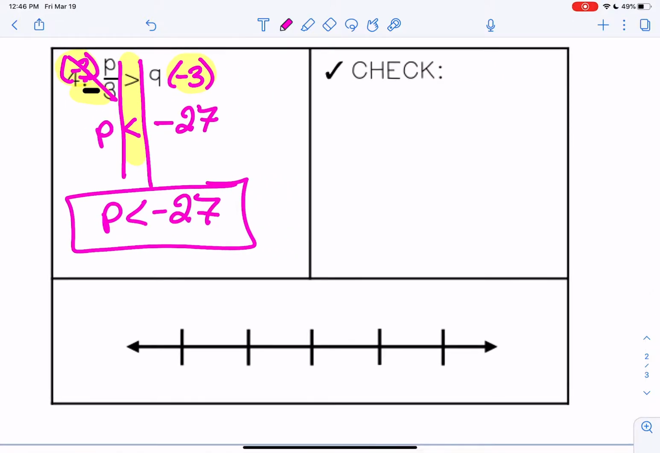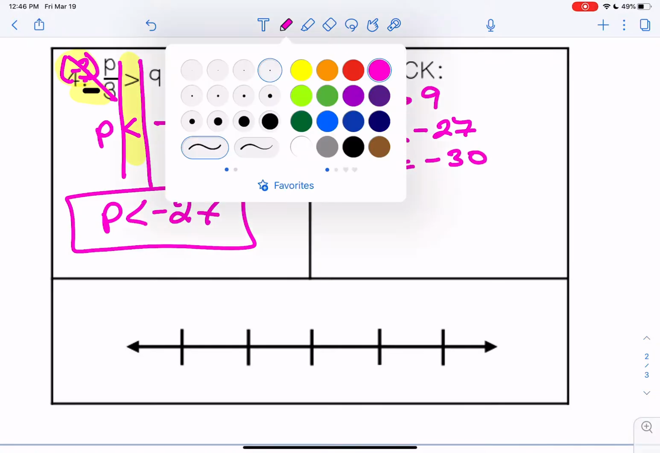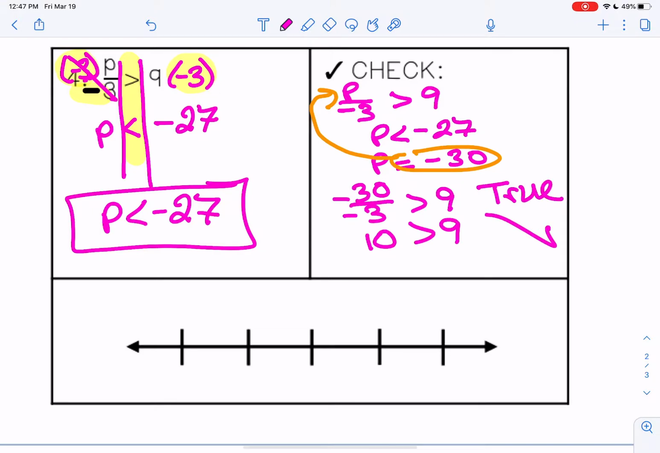To check the answer, I'm going to go back to the original inequality. We're saying that P is less than negative 27. I can choose any number. So I'm going to choose P is negative 30. Okay. I'm going to put that negative 30 in for P. And I get negative 30 over negative 3 is greater than 9. A negative divided by a negative, same sign, so it's positive. 30 divided by 3 is 10. Is 10 greater than 9? Yep, it's true, so we know we did it correctly.